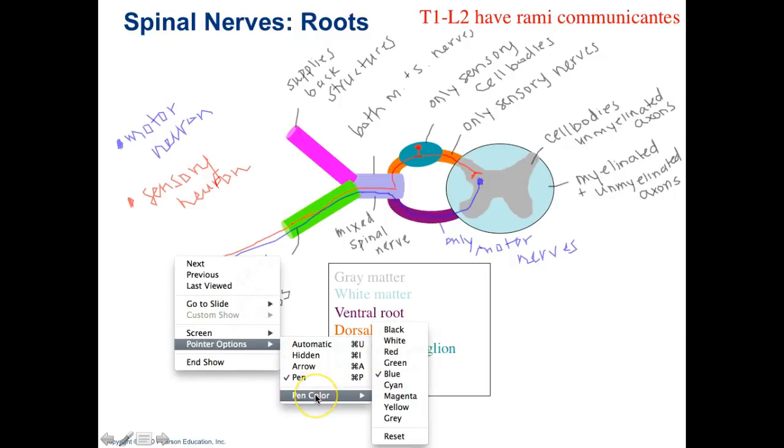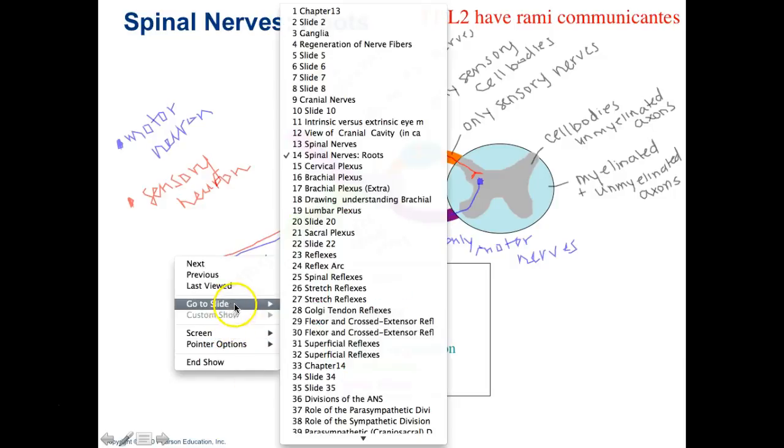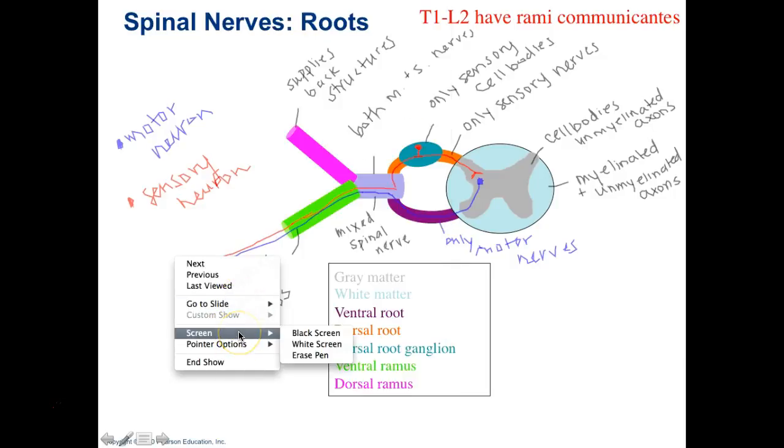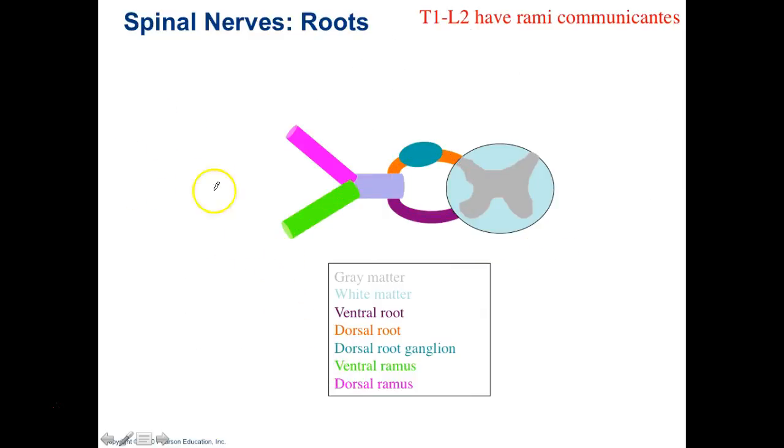Sorry, I don't want to waste time in our screencast. Erase pen. Perfect. Oh, okay, so it just got rid of everything. Anyway, here's motor.